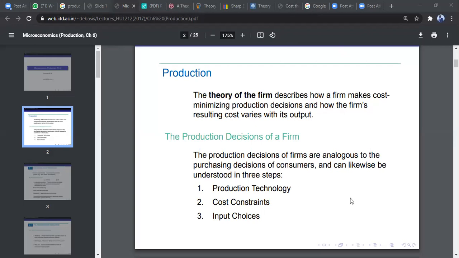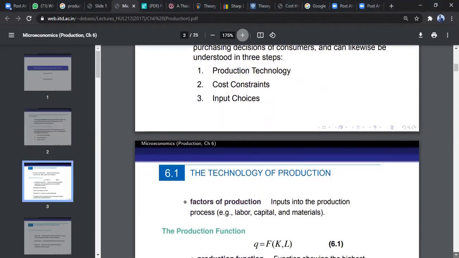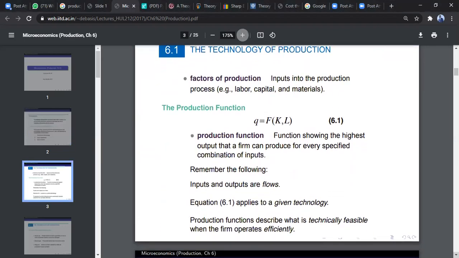Now, for us to understand production theory very well, we will likewise be able to understand input choices, production technology, and cost constraints. So the factors of production that we're going to look at in this session of our lesson will be capital, which is denoted by letter K, and labor, which is denoted by the letter L.